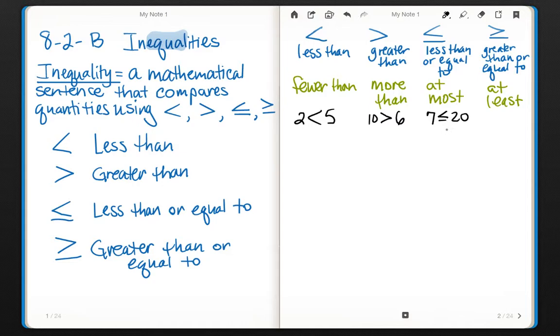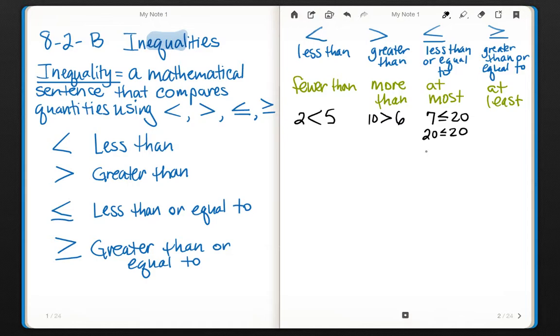Now, is that true? Is 7 less than or equal to 20? Yes, it's the less than part. It's not equal to 20, but it's less than 20. Now, would this be true? 20 is less than or equal to 20. Yes, 20 is equal to, so it fits in one of those two categories. It doesn't have to fit both, one or the other.